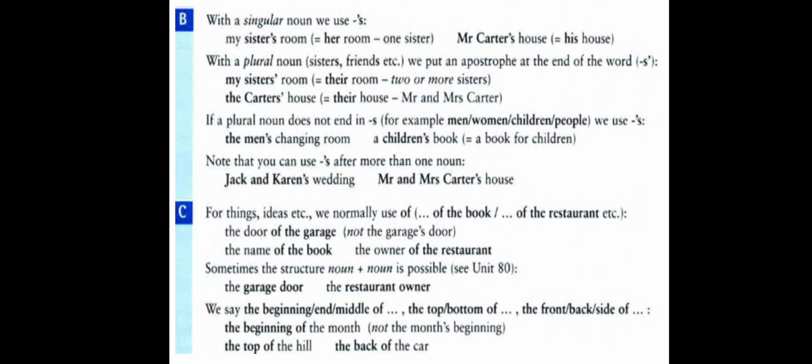With a plural noun, if the plural noun ends with S, we use apostrophe only. We put an apostrophe at the end of the word. My sisters' room. Here sisters is plural, so we use apostrophe after the S. Their room means two or more sisters. The Carters' house. Here Carters is plural, so we use apostrophe after the S. We don't use another S. Their house, Mr. and Mrs. Carter.